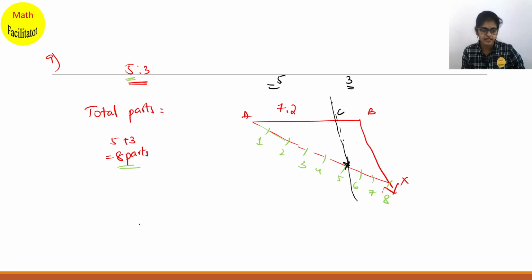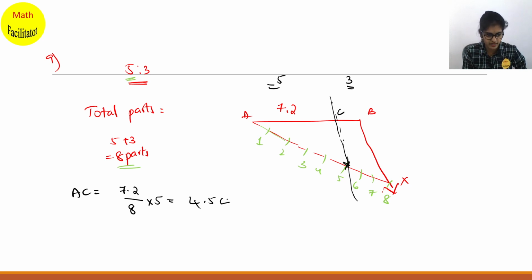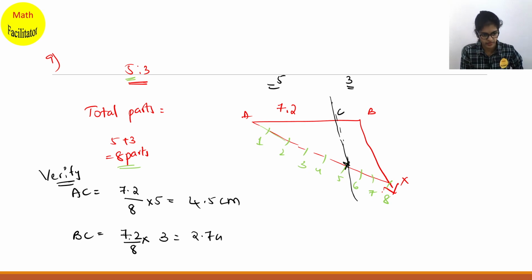Okay, how will you verify? Just see the length AC. It is 5 parts, isn't it? So total length is 7.2. In 7.2, the total number of parts are 8 and you are getting 5 parts. So the answer you get is 4.5 centimeters. You can verify this. They are asking you to verify, so you can measure and verify and write this. That is enough. And BC is how much? Out of total 7.2, there are 8 parts. Out of 8 parts, you are taking 3 parts. So you will get 2.7. You may not get this in your examination, but just for your understanding.